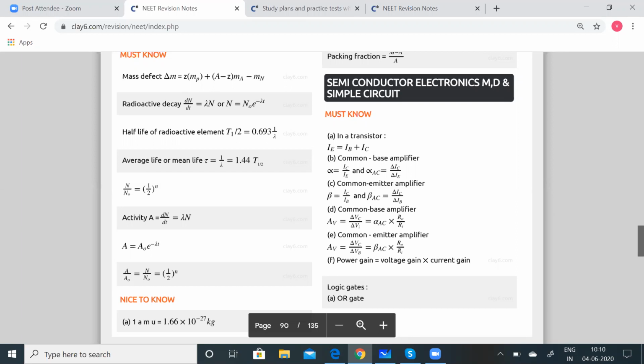In a semiconductor, in general, Ne into Nh is equal to Ni squared, where Ne is the free electron density in the conduction band, Nh is the hole density in the valence band, and Ni is the intrinsic carrier concentration. So that can be given by the formula Ni squared is equal to Ne into Nh.